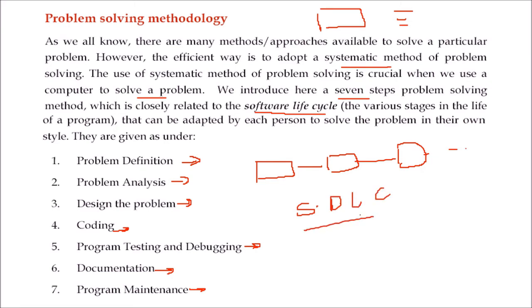And there are so many models available. You have the waterfall model, the spiral model, the agile model. So there are so many models, and the software or the program which you are going to make decides which model you are going to take.